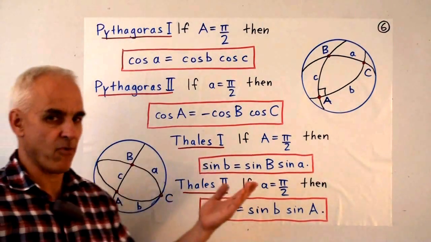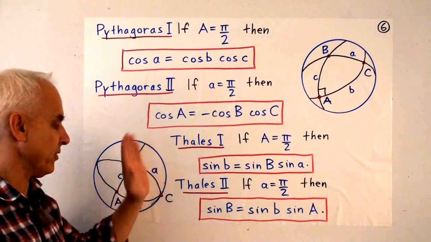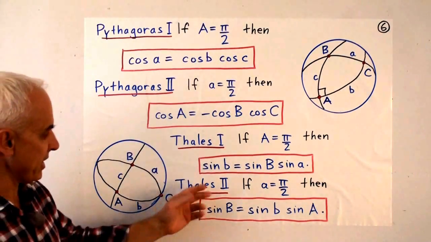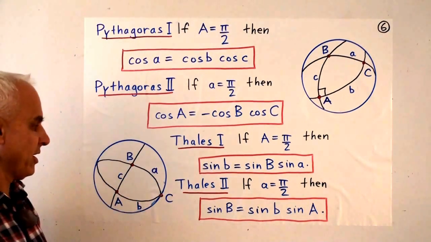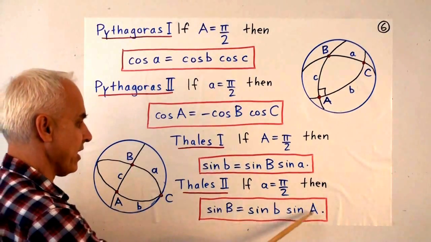This name is my name for it. It's what I like to think of it as. It's probably not standard in the literature at all. And then the other Thales theorem having to do with this situation, same story. Now sine of capital B is sine of little b, sine of capital A.